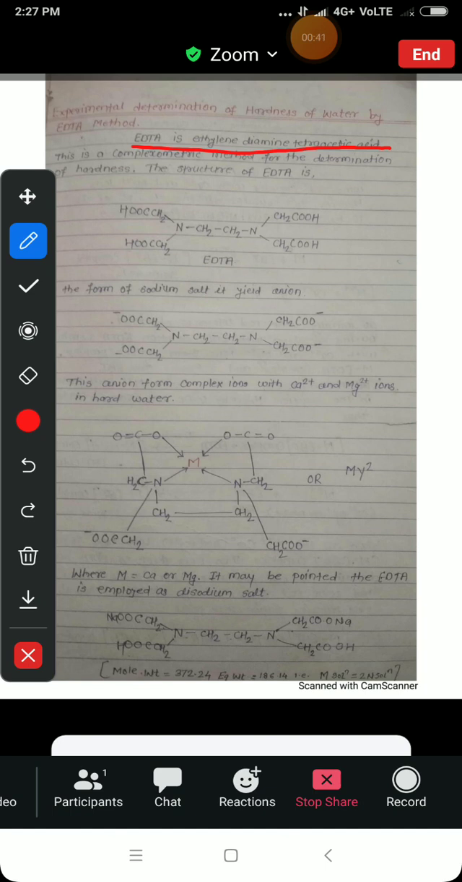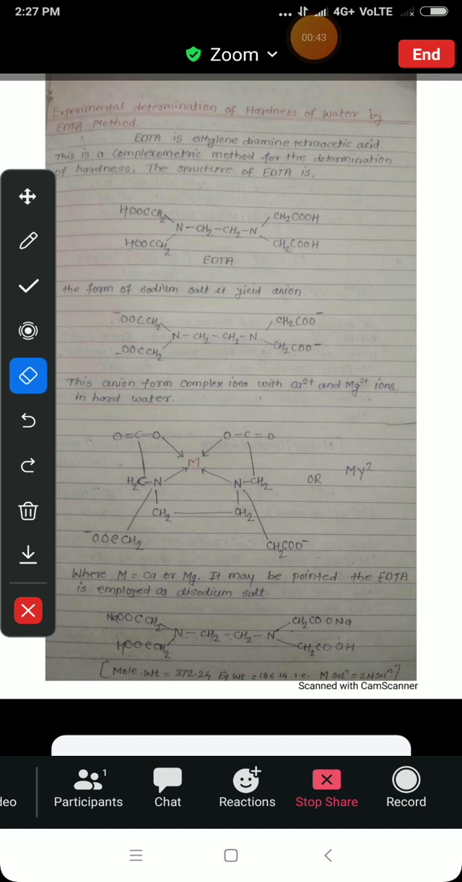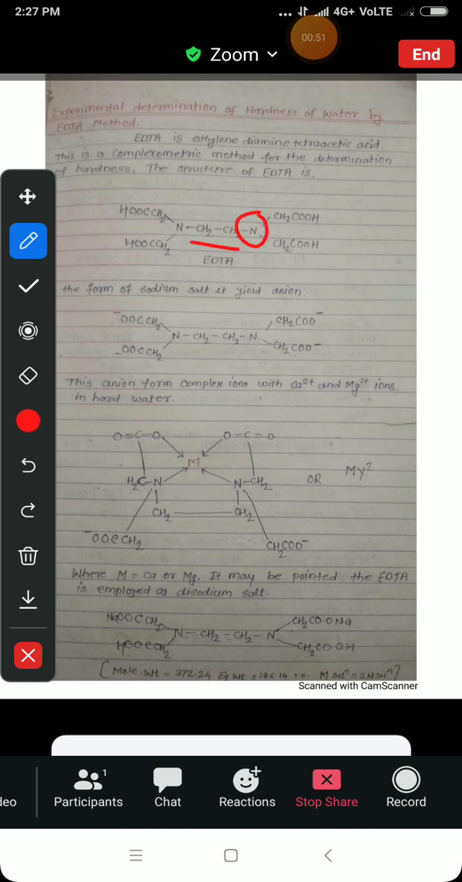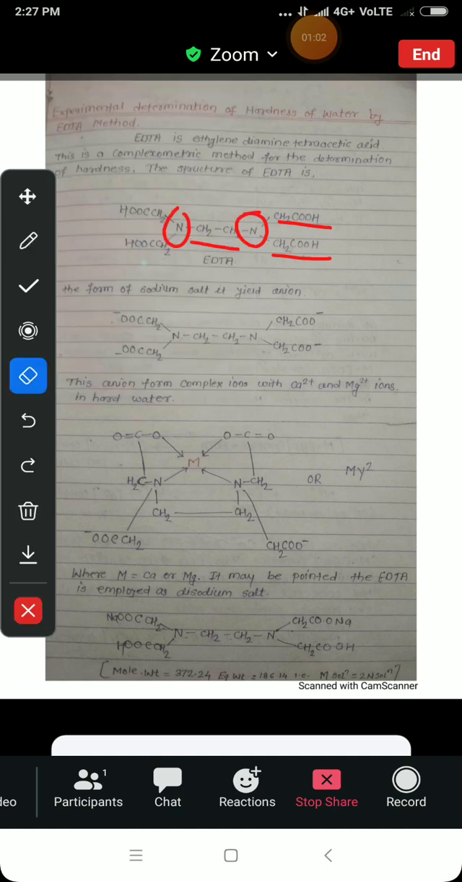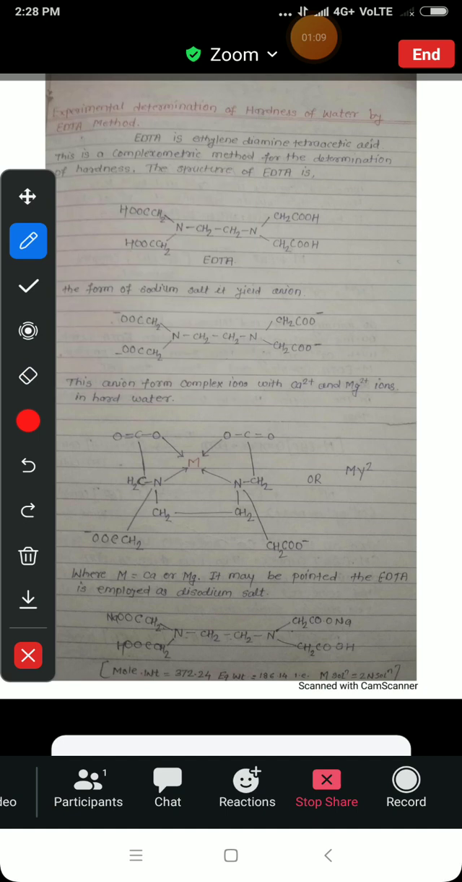How is the structure of EDTA? So this is the structure of EDTA. It is very simple. If you look at the name EDTA, ethylene diamine means it has 2 nitrogens, and tetra means 4 acetic acid groups. Okay, so this is the structure of EDTA, that is ethylene diamine tetraacetic acid. In ion form, the structure of EDTA is like this. If we use it as a sodium salt, then it forms a structure like this.